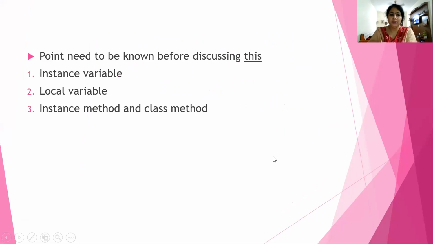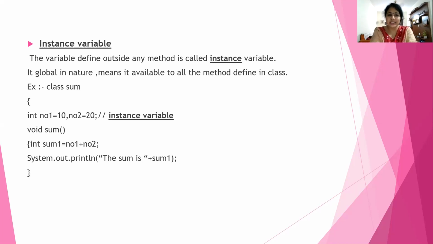Now the points that need to be known before discussing this are the instance variable, local variable, instance method and the class method, because there is a certain relationship between the local variable, instance variable, instance method, class method and the this keyword. So you must first understand all those things, then only you can understand what this is. So we go to the instance variable.